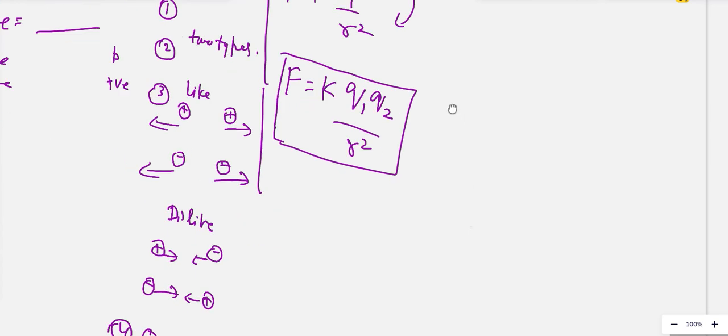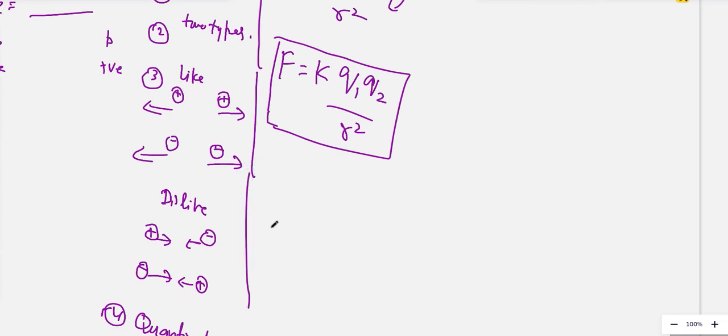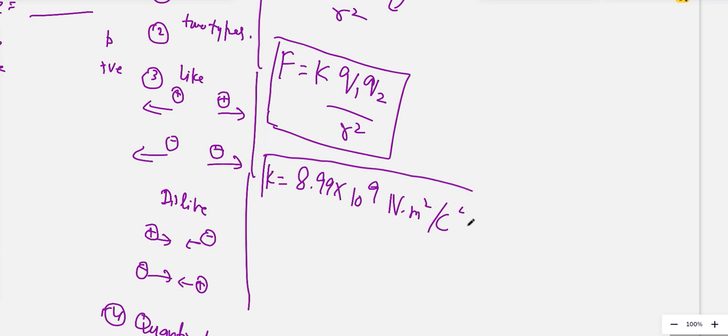The value of k which he gave by calculating was k is equal to 8.99 times 10 raised to power 9, and its unit was Newton meter square per Coulomb square. This is what he gave. You got it?